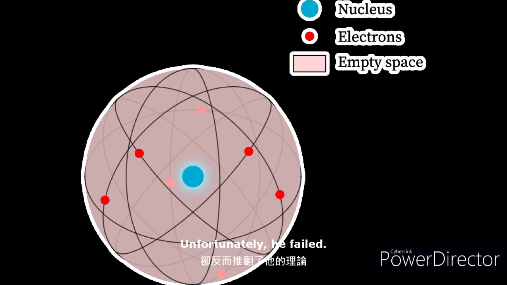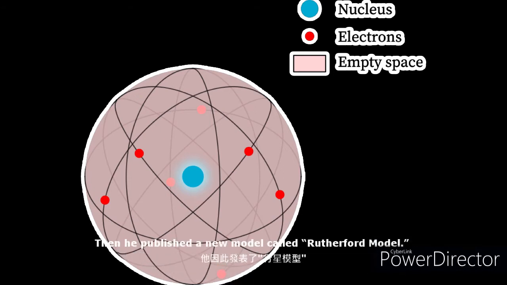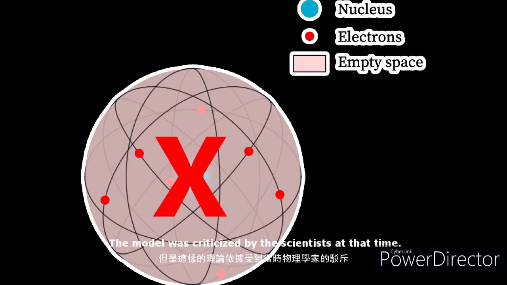Unfortunately, he failed. He found that there is a part of the atom that has a small volume but has most of the atom's mass. Then he published a new model called the Rutherford model. It imagines that the electrons orbit around the center of the atom, which is called the nucleus. The model was criticized by the scientists at that time.